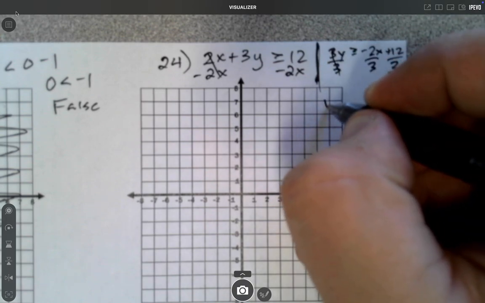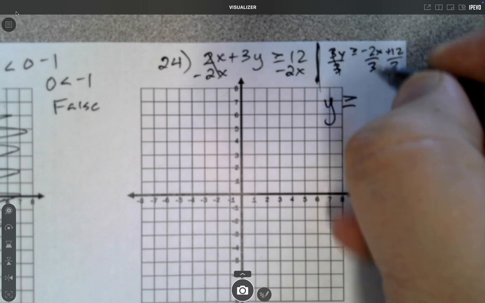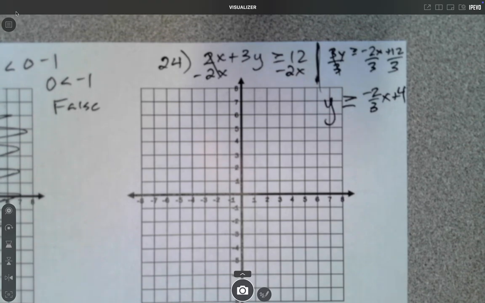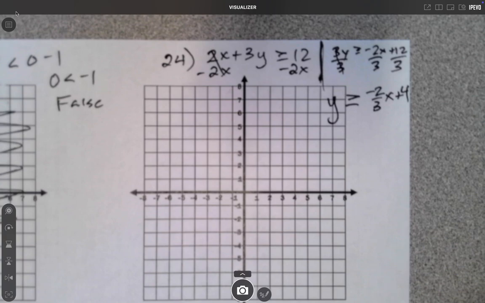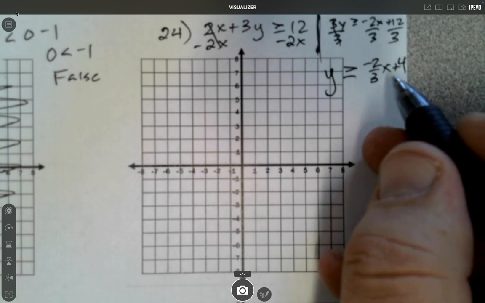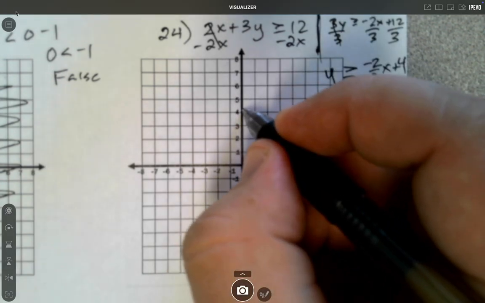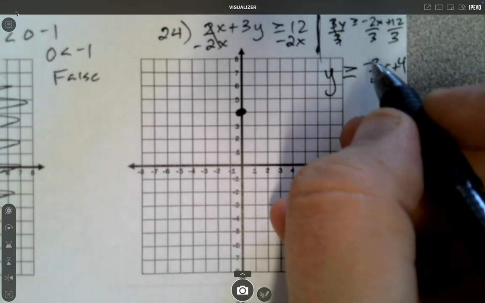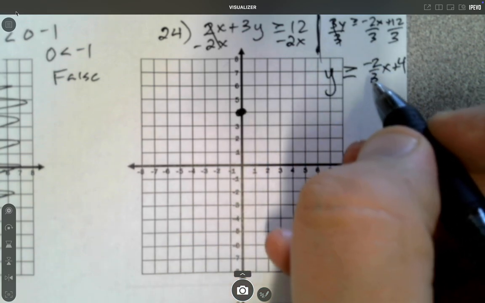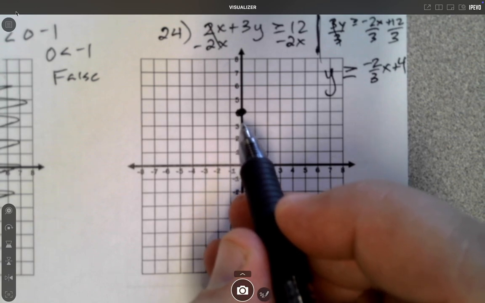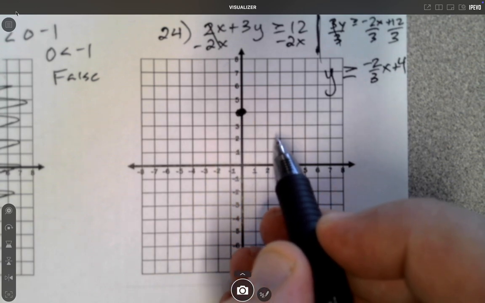So the 3's cancel. I'll get y is greater than or equal to -2/3 x. 12 divided by 3 is 4. So that's -2/3 x plus 4. Now that we're in slope-intercept form, we can start the graph. We start by graphing the point at the y-intercept, which is +4. So on the y-axis, I put a point at 4. My slope is -2/3. That tells me from this point, I should go down 2 and to the right 3 to get to the next point. So I start here on the y-intercept and go down 1, 2, over 1, 2, 3.